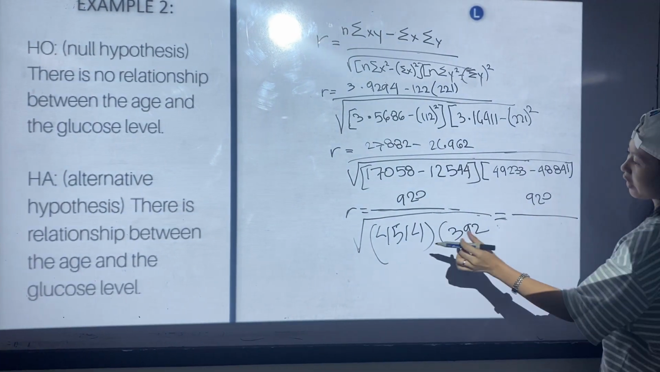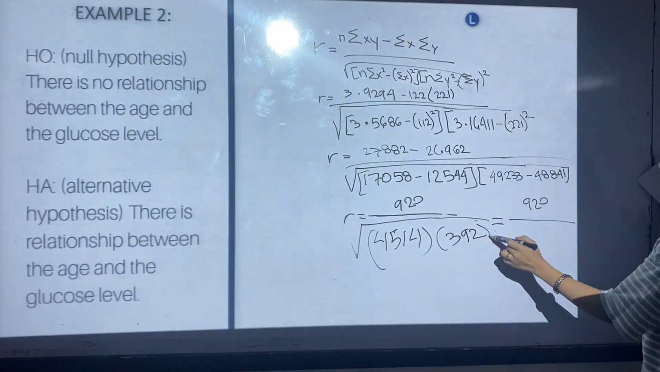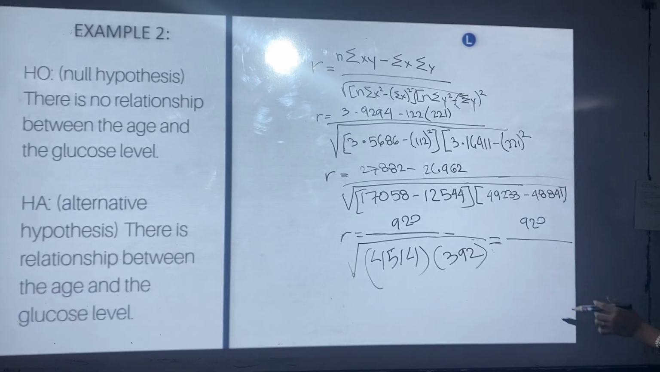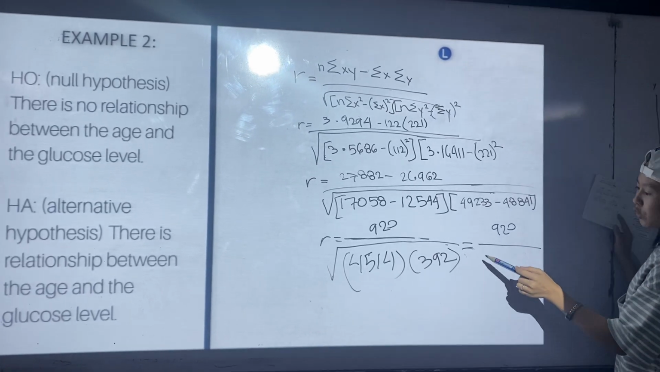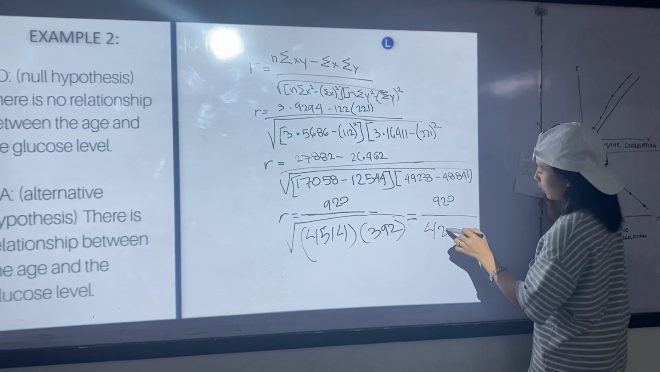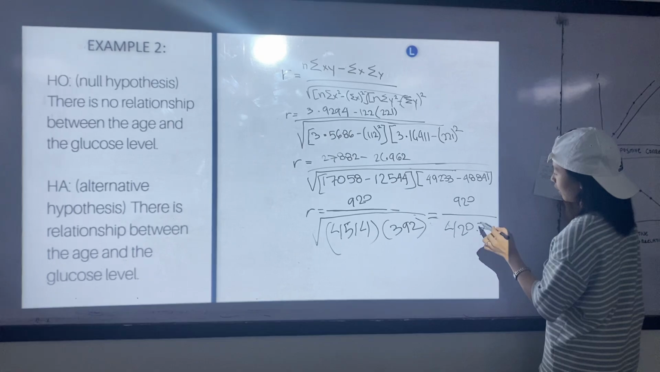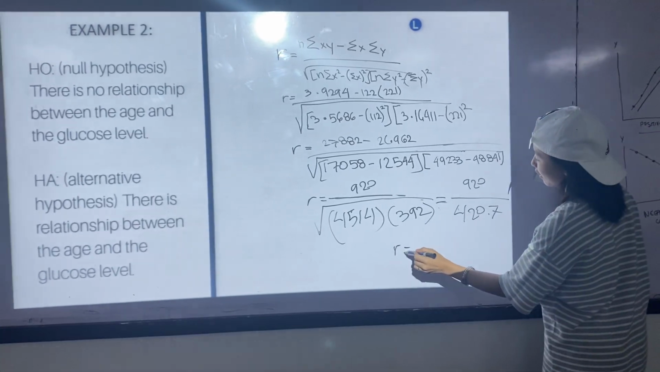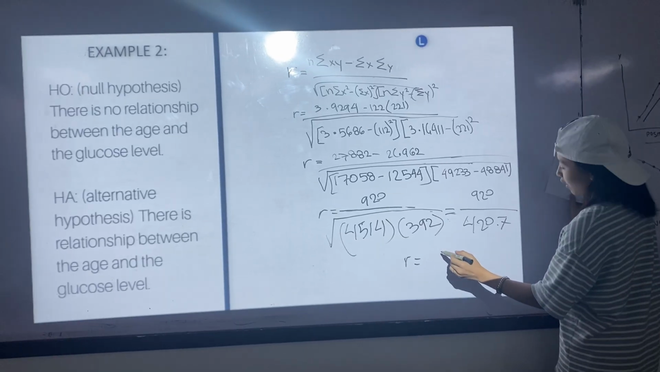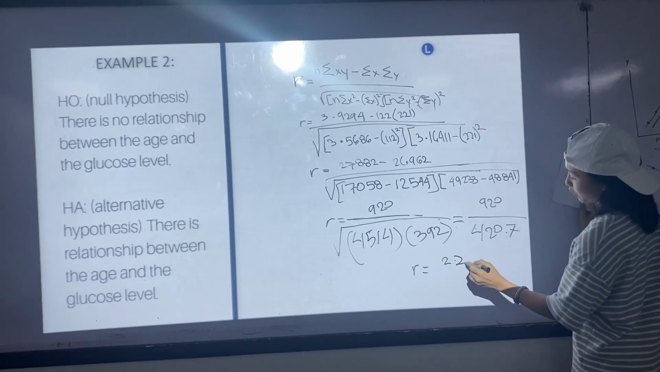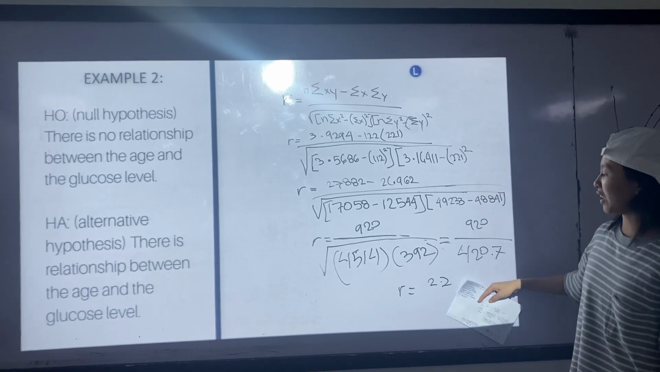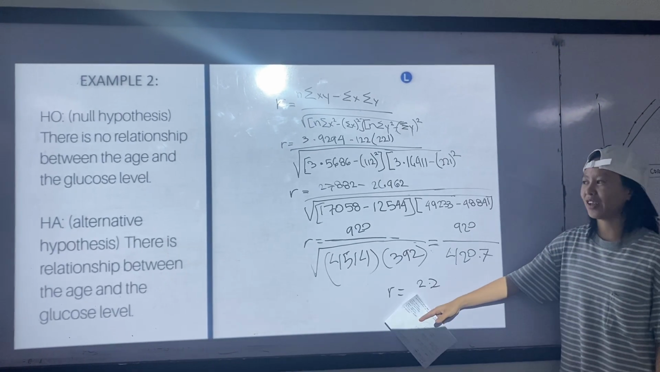Then multiply the 4514 and 392. That is 1769488. Then we're going to square root the 1769488. That is 420.7. Then just divide these two. That is 2.2. Therefore, there is no relationship, since it exceeds the range from -1 to 1.